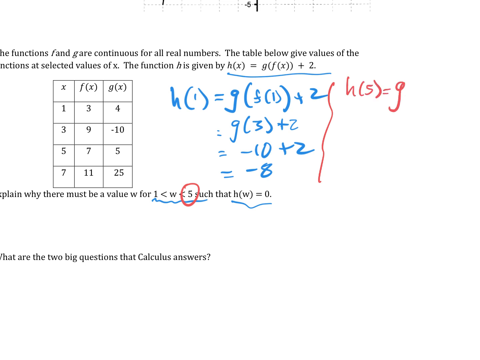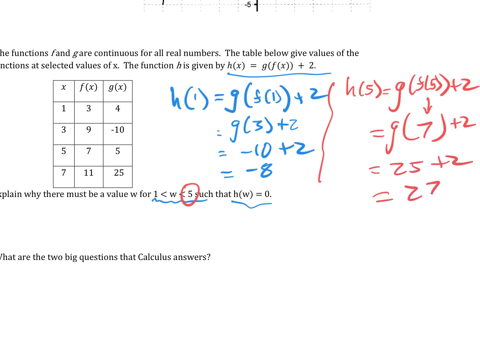Well, h of 5 is g of f of 5. Again, write it out. What is f of 5? Well, let's go to our table. F of 5 is 7. Replace f of 5 with 7, and then we ask ourselves, what is g of 7? Well, g of 7 is 25. And 25 plus 2 is 27. Okay? So we notice we get a y value below 0 and a y value above 0.